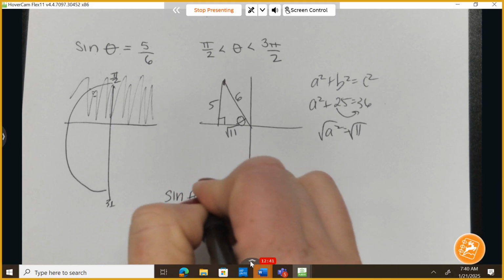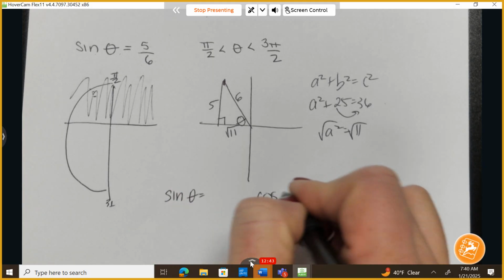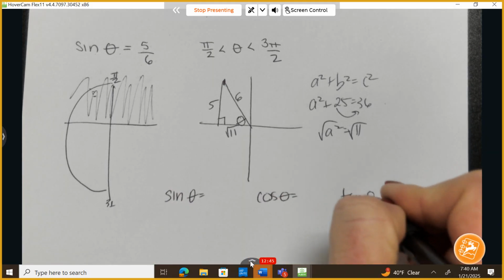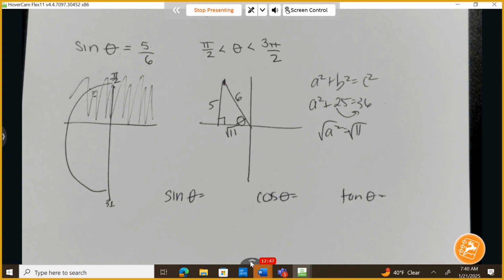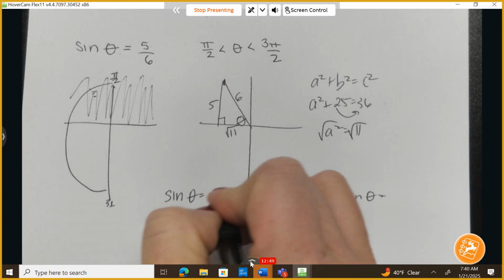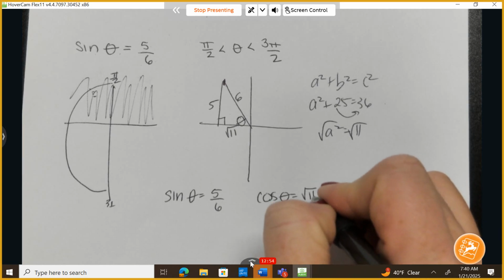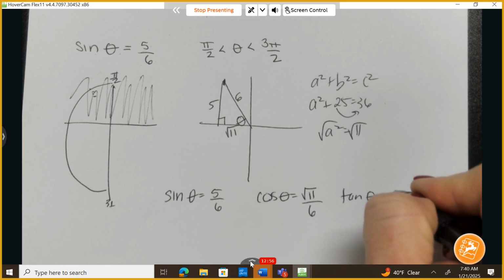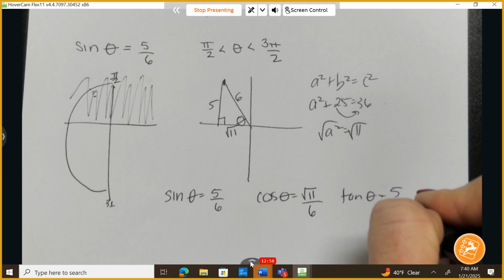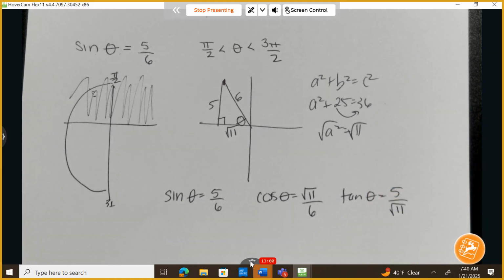Now, I'm purposely going to make a mistake here, and I want you to raise your hand when you see what my mistake is. 5 over 6, radical 11 over 6, and 5 over the square root of 11. Now, if this was my final answer, I see 3 mistakes that were made. Do you have a question, or you know what it is? Okay, I see 3 mistakes that were made. I have one person that sees a mistake.